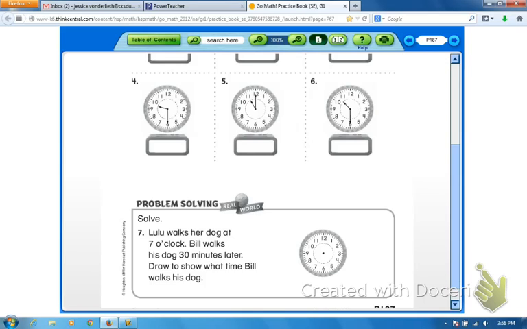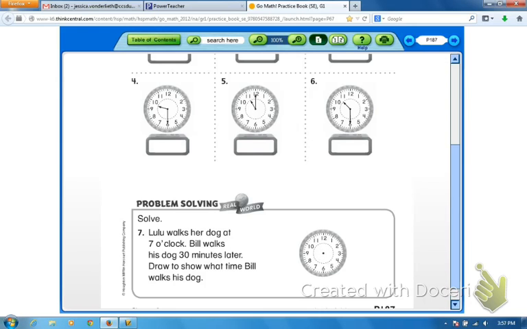Make sure your child knows the difference between the hour hand and the minute hand. The hour hand is shorter than the minute hand. So we would draw the hour hand at the 7 and the minute hand at the 6 to show 7:30.